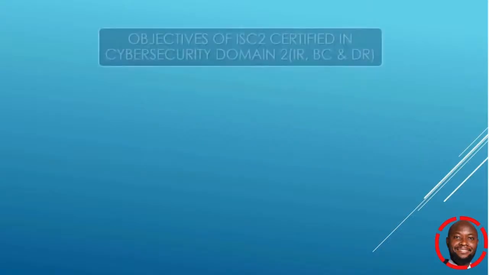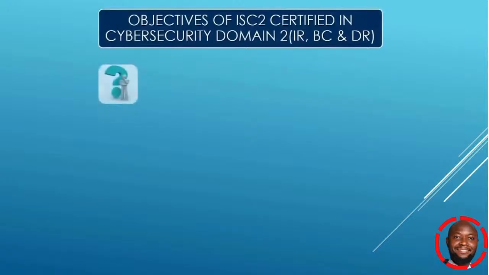So finally, the objectives of ISC2 Certified in Cybersecurity Domain 2. These are the things you are expected to know after going through Domain 2 of the ISC2 Certified in Cybersecurity. These are the things you're expected to know or be able to respond to during the examination when you're taking the certification exam.